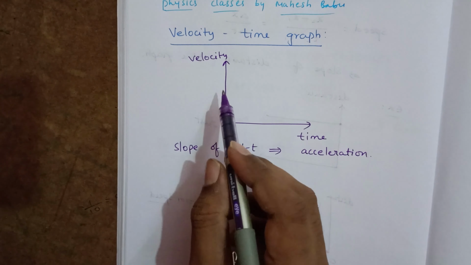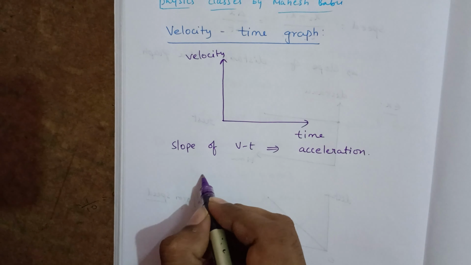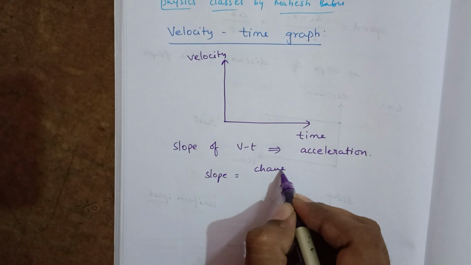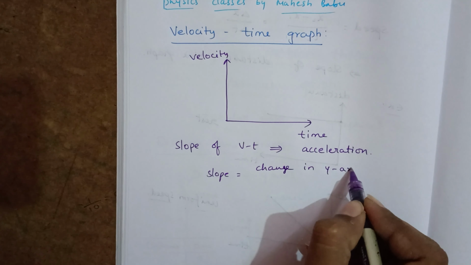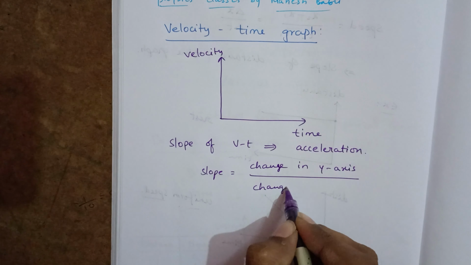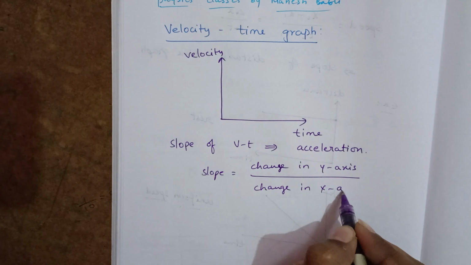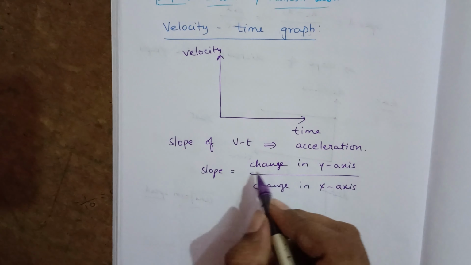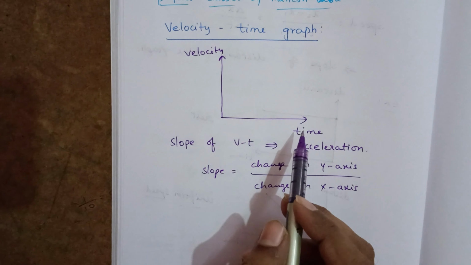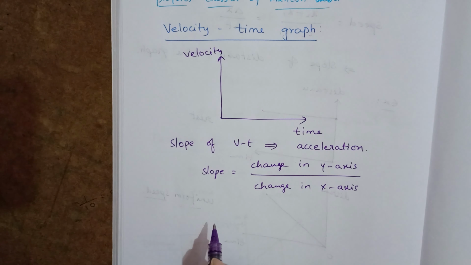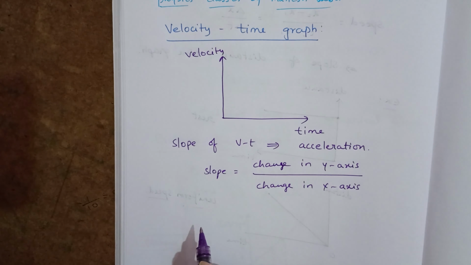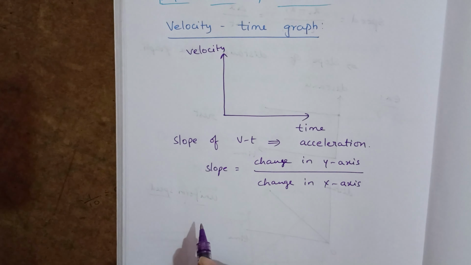Slope means change in y-axis by change in x-axis. Change in y-axis means change in velocity, and change in x-axis means change in time. That gives us acceleration. Now we'll see different graphs.